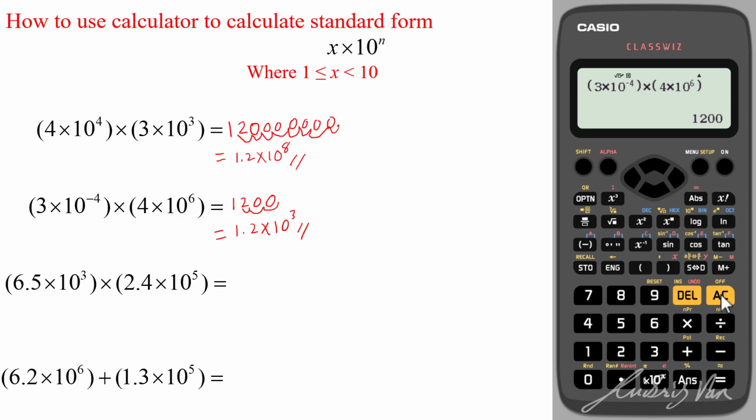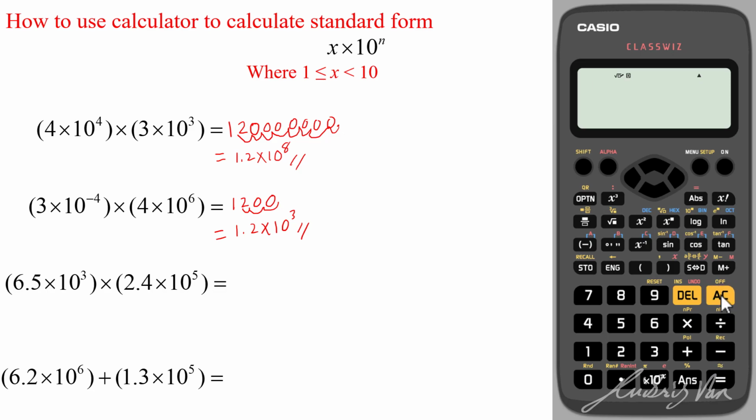Now, you can always check your answer if you are not sure. So how do we check the answer? We just press 1.2 times 10 to the power of 3. So it is identical to the answer that we have written. Then check whether we get back our answer of 1200. If we get back the same value, that means we have written it or converted to the standard form correctly.